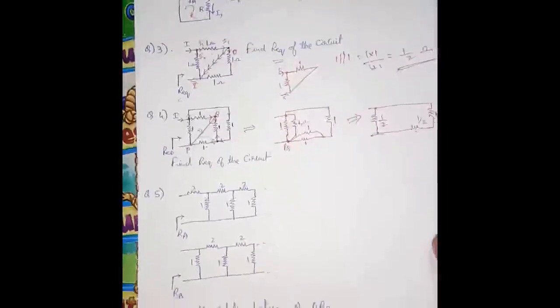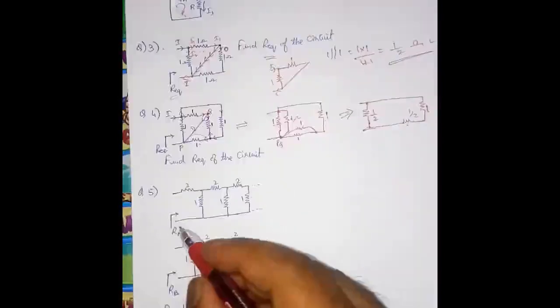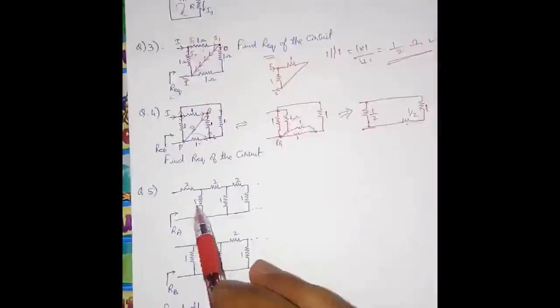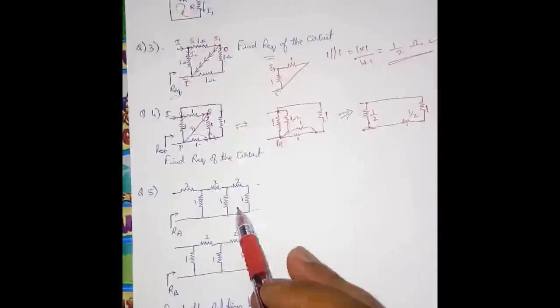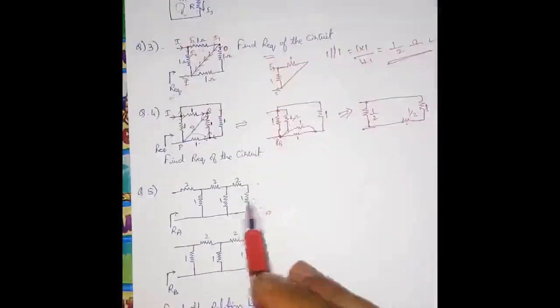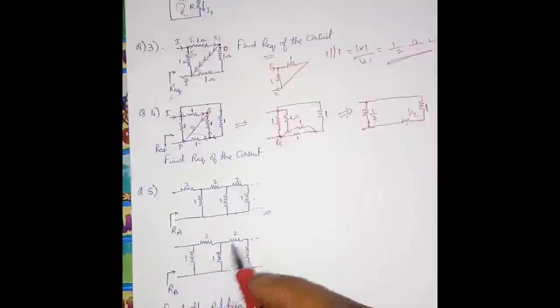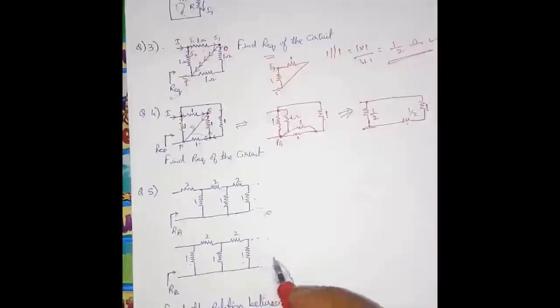In question number 5, we have two sets of resistances here. This is RA: 2 ohm, 1 ohm, 2 ohm, 1 ohm, 2 ohm, 1 ohm, and it is continued till infinity, with the same series. And here we have one more set of series resistances, which is mentioned as RB. The equivalent resistance of this circuit will be RB, and it's given as 1 ohm, 2 ohm, 1 ohm, 2 ohm, and it will be continued.